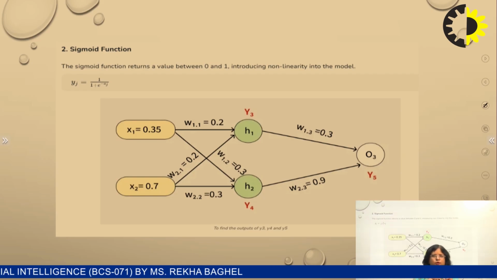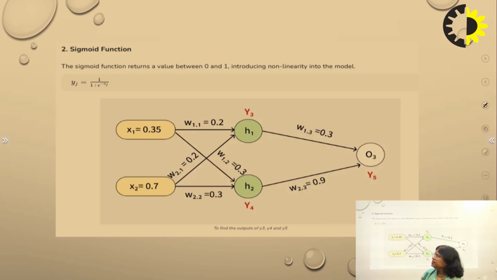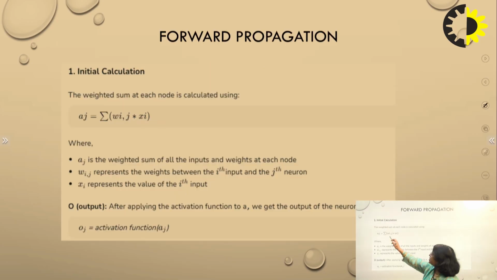This sigmoid function can be defined as yj equals 1 upon 1 plus e raised to the power minus a, where a is the weighted sum we have received, calculated from the output of the previous layer using the xi wi. Now we apply this to the weighted sum Aj.